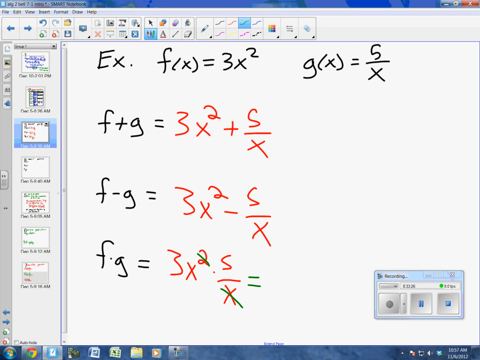Wait, why are you canceling those? Because one's in the denominator. An x in the bottom divides into one of the x's on the top. There's two of them. x squared means x times x, right? It'll cancel with one of them. And what are we left with? 3 times x times 5, which is 15x. In addition, you can't cancel before because you're not dividing this one by that one. Whereas when you multiply, division and multiplication can all be done together.